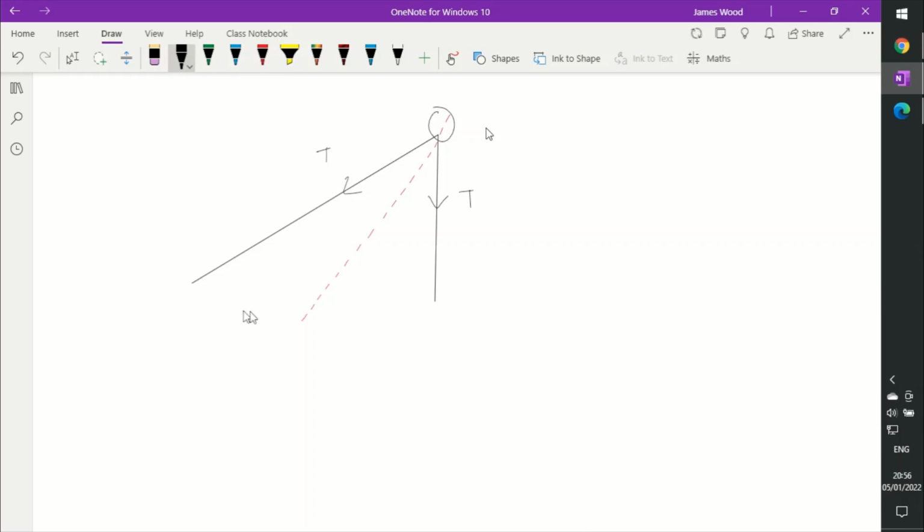Now remember, in this slope, the angle down here was 30. So that means that this big angle here would be 60, just because this is a right angle, and angles in a triangle sum to 180. So if we split that in half, then this little bit here must be 30. Okay. And what we want to try and find is what is this R force here.